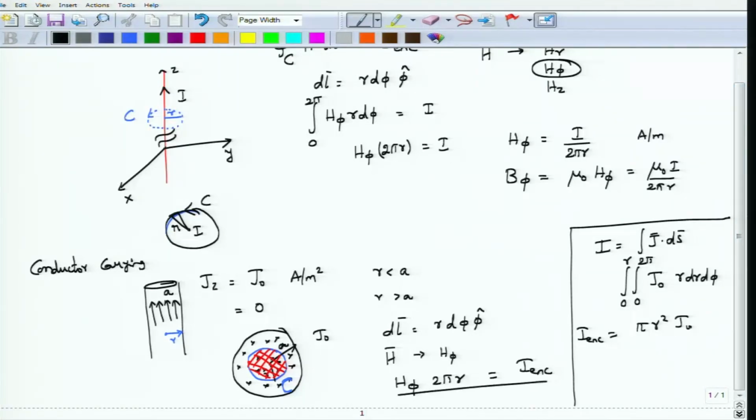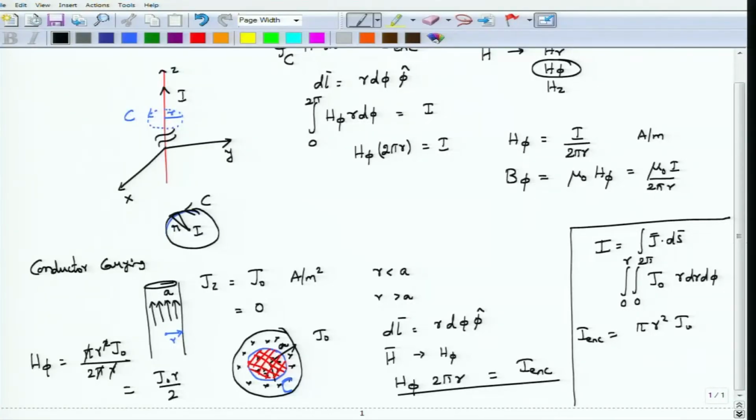Now, what will happen to this H phi into 2 pi r equal to I enclosed? Well, the magnetic field H phi will be equal to the current enclosed, which is pi r square J0, divided by 2 pi r. Pi cancels, one of the r in the numerator cancels with the r in the denominator, giving you an H phi of J0 r by 2.